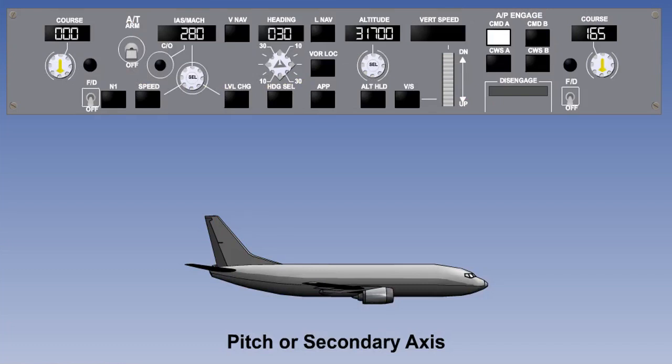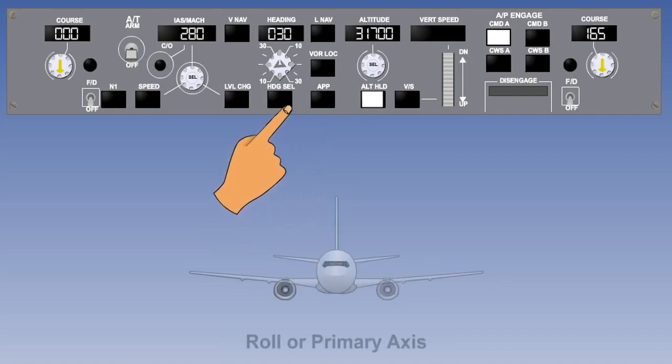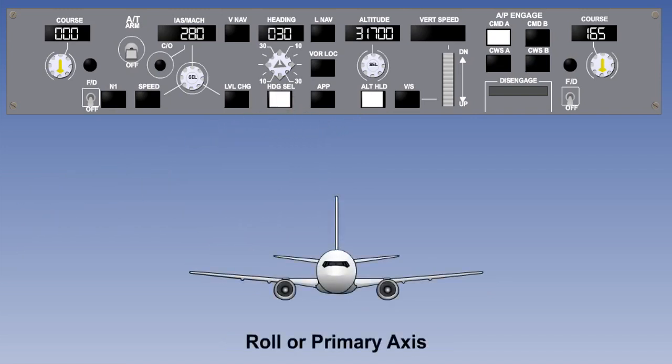An operator shall not conduct single-pilot operations in IFR conditions, unless the aeroplane is equipped with an autopilot with at least altitude hold and heading mode. This means that the aircraft must have at least a 2-axis or 2-channel autopilot.